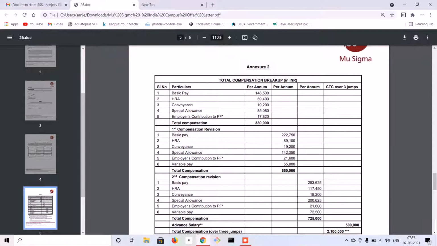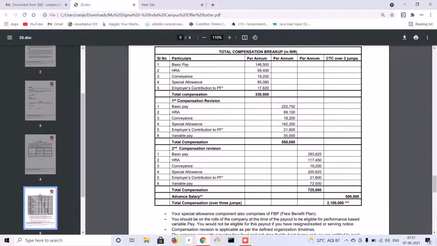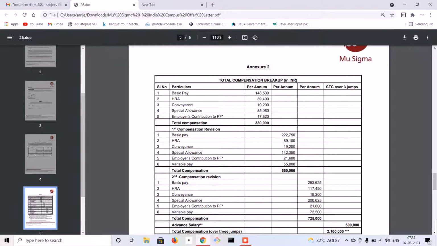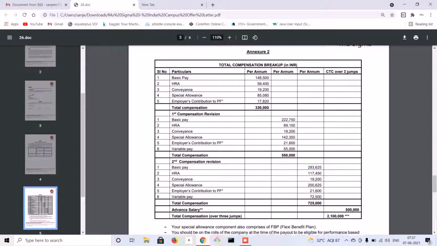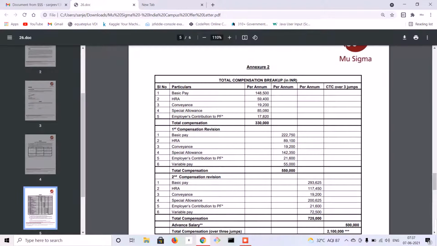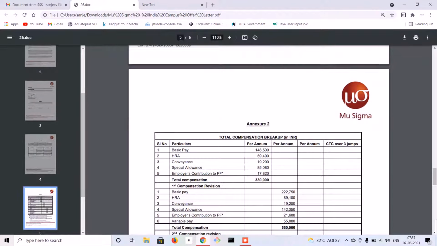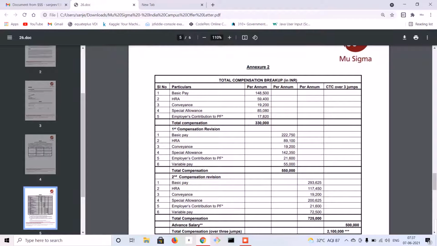Every job is respected, but in the case of Nu Sigma, I think it's quite a respected job, and you will join as a decision scientist. Mostly you will be working on data analytics and all. That's the job part, and I'm not going into the detail of that. You can see this breakup.